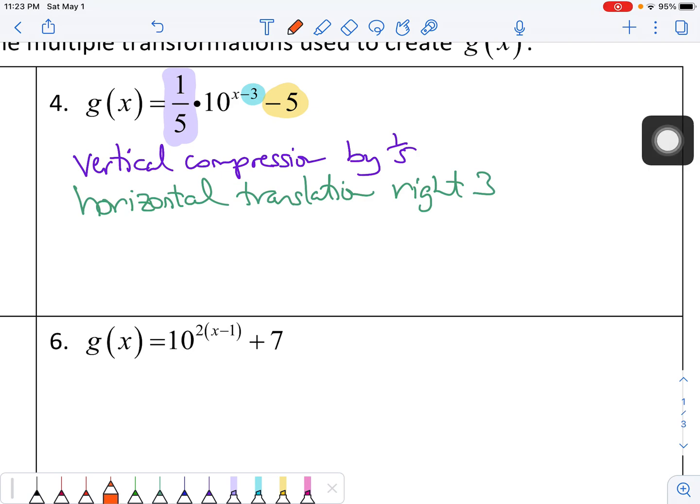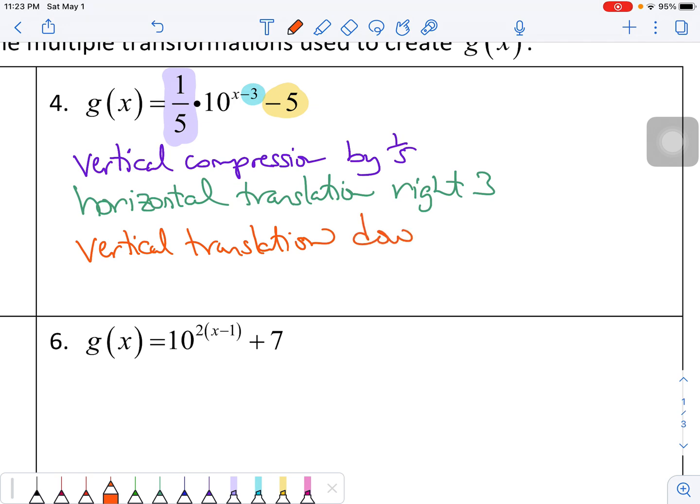And then last but not least, we have this whole function here, and then we threw a -5 at the end of it. So that is your vertical translation. And because it's subtraction, that was a straightforward one. So because it's subtraction, we're going to say that that is down 5 units. All right. So those are the 3 transformations for problem number 4. That's it. You're done. Okay.